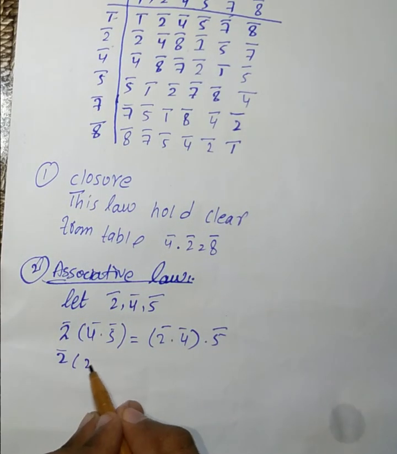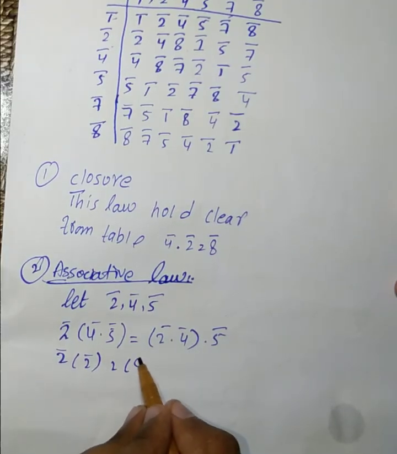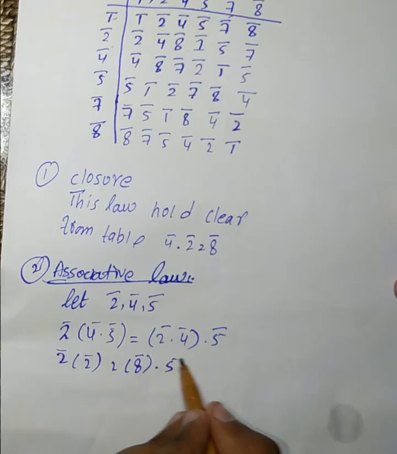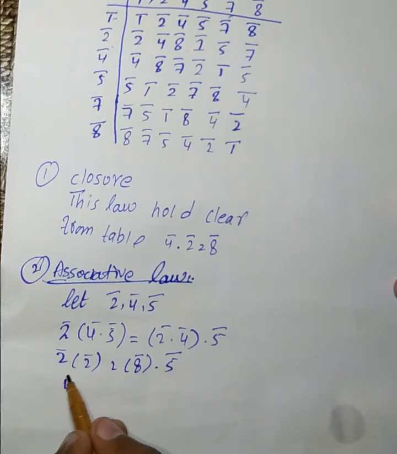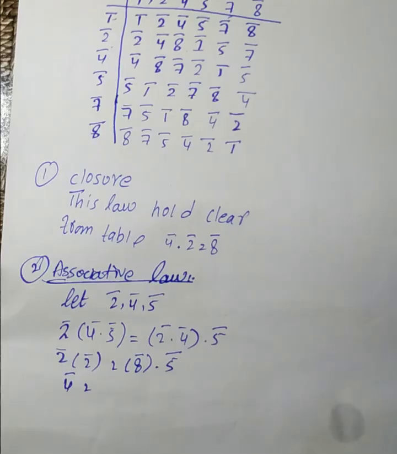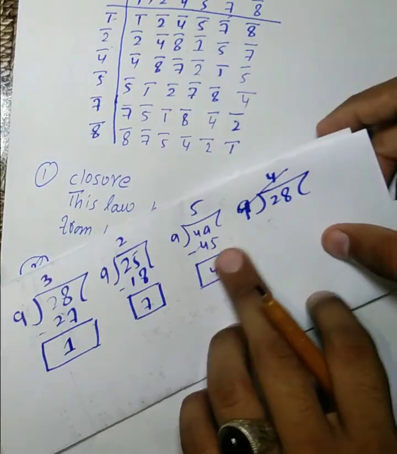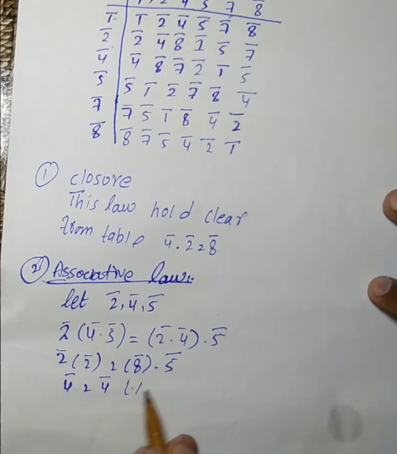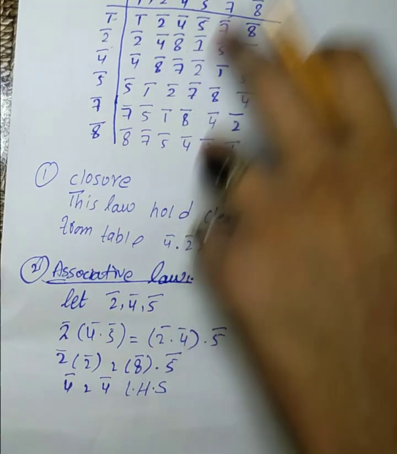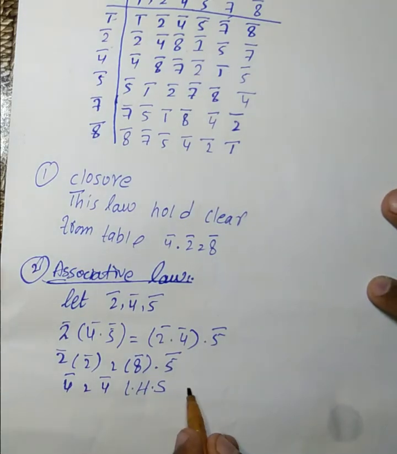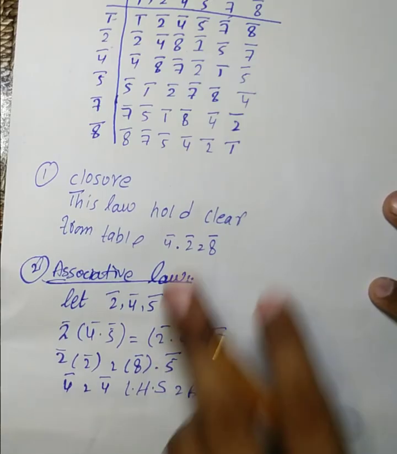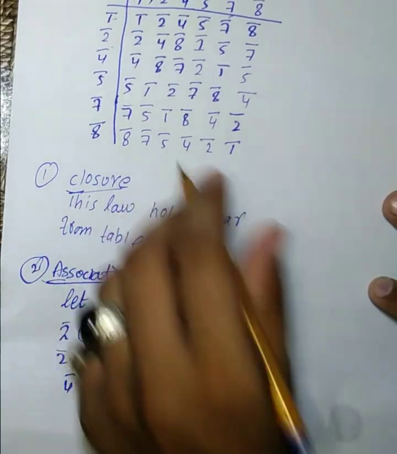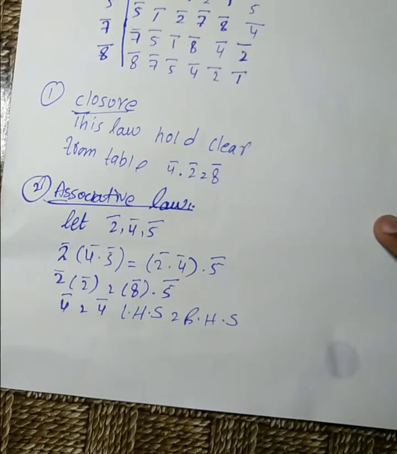So 2 and it was 2, 4 twos are 8, and 8 multiplied by 5, 8 fives are 40, and 40 is greater than 9, so divided, and the remainder answer is 4. So the proof is that the associative law is satisfied in this Cayley table. So left hand side equals right hand side. So the two properties are satisfied in this group, and the third property is the identity element.